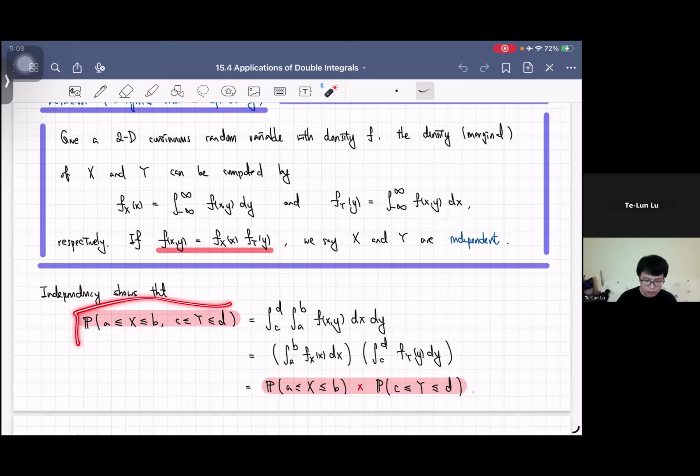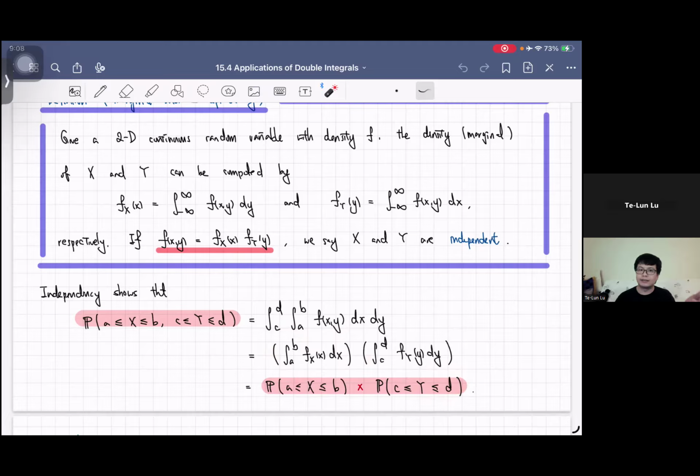When we're computing the probability of x between a and b and y between c and d, then by definition of the probability density function, you have the integral from c to d, a to b of f of xy dx dy. And now, since f of xy is given by fx fy, you can separate the integral, right? You do that by fx from a to b and fy from c to d. And this is simply the probability of x being within a and b, times the probability of y being within c and d.